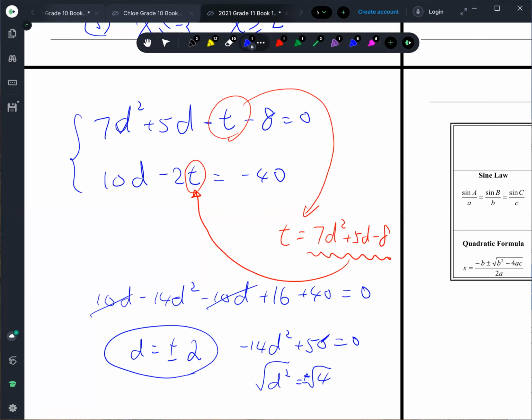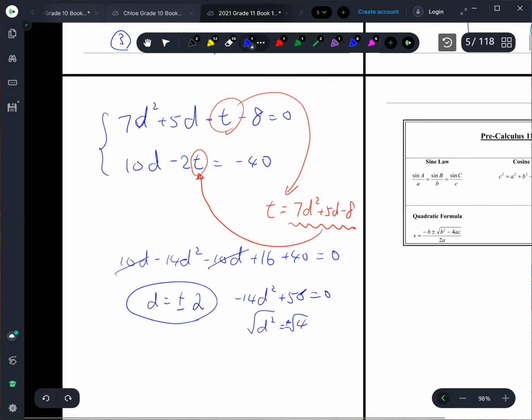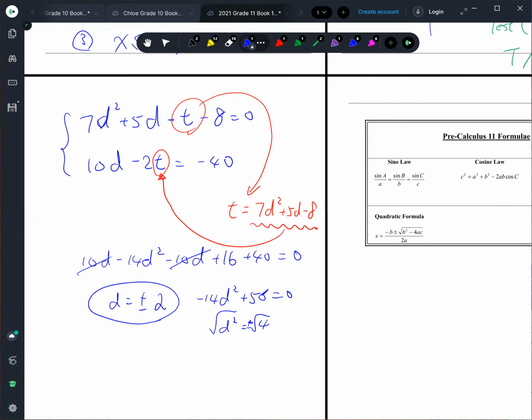So I don't know what to do after this. Well, that's your answer for D, right? You solve for all the unknowns. What other unknowns are there? I saw the answer and it said mine was wrong. Well, you have D equals plus minus 2, right? Yeah. Okay, what's the other variable?